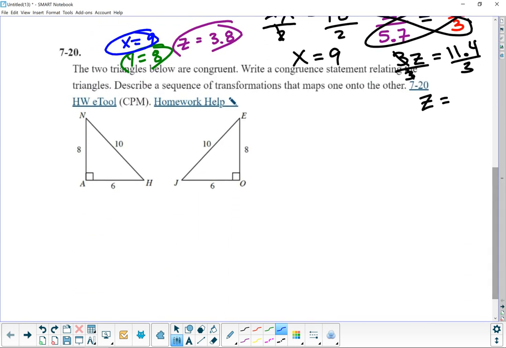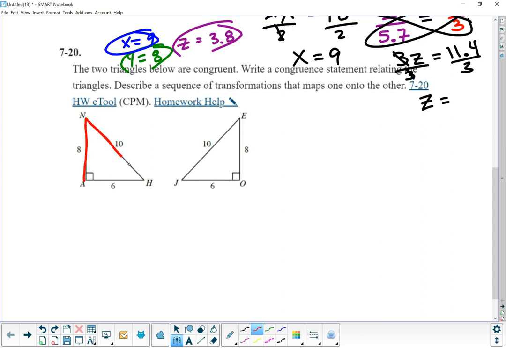All right, the two triangles below are congruent. Write a congruent statement relating the triangles. Describe the sequence of transformations that maps one onto the other. If they are congruent, what you need to do, if you have a piece of patty paper, is make them look exactly the same, or at least in the same direction.